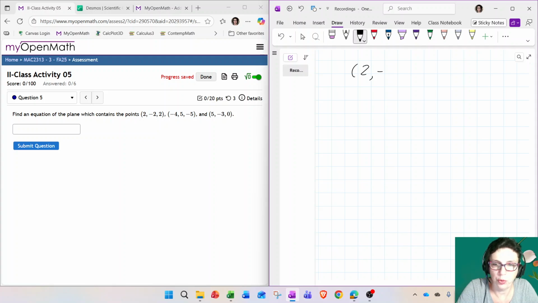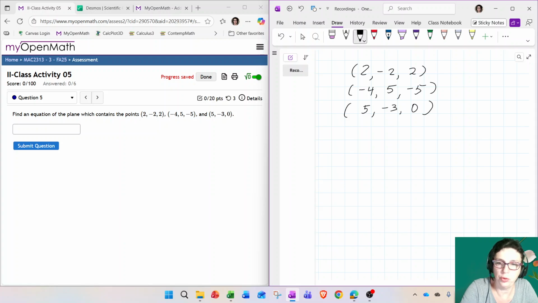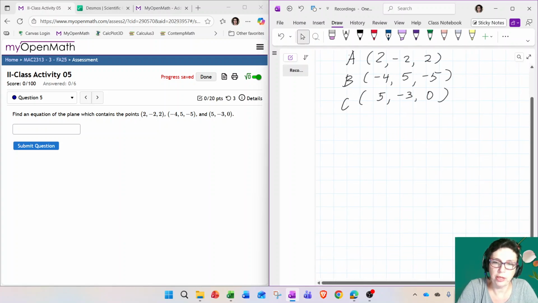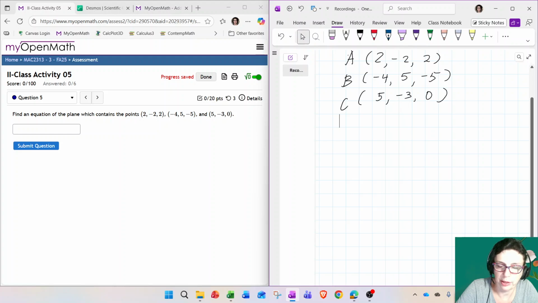Okay, so let me show you how to do that, and this is a must-know for any Calculus 3 student, okay? All right, so there are your 3 points. The first thing you do, let's call them something. Let's just say this is A, this is B, this is C. Okay, so in order to write the equation of a plane, here's how it looks. We have to have a normal to the plane. So let's call it N.